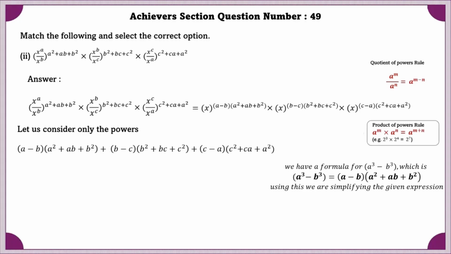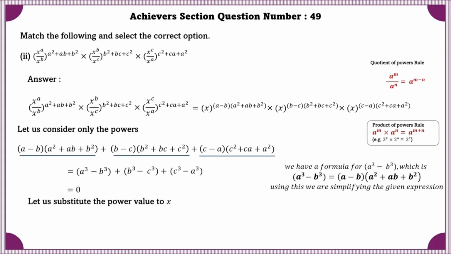Using this, we can simplify the given expression. The first term can be written as a to the power 3 minus b to the power 3. The second term and the third term can be simplified like so. If we do that, we will get 0. Now let us substitute the value into the power of x. Anything to the power 0 is equal to 1. Therefore, the answer to this question is also 1.